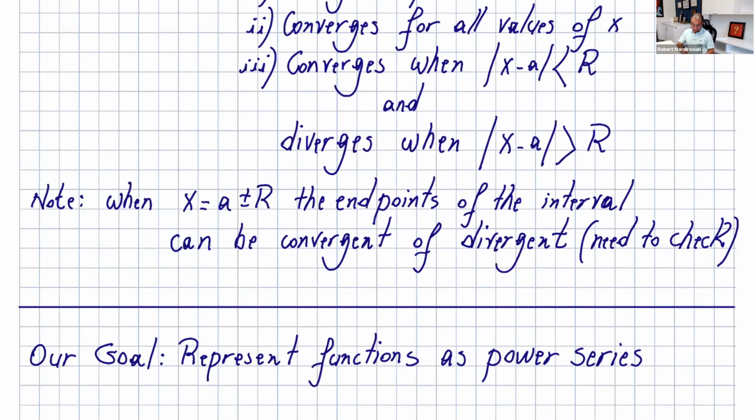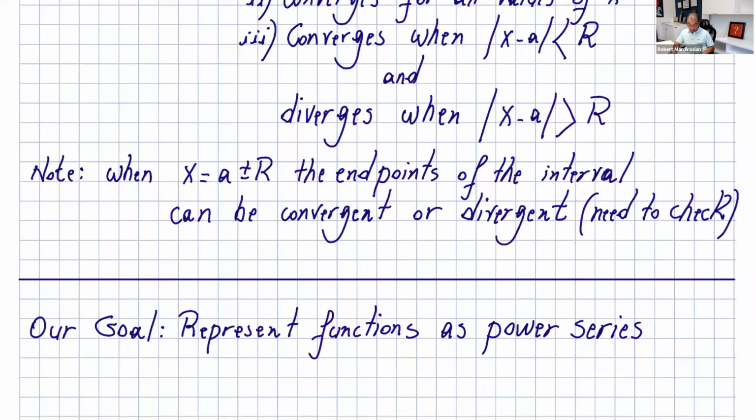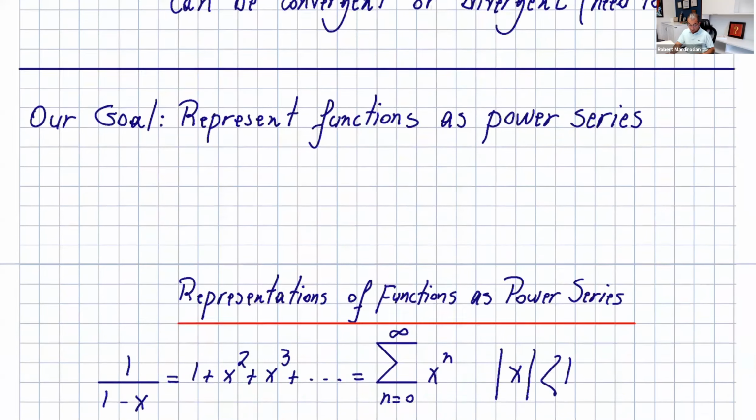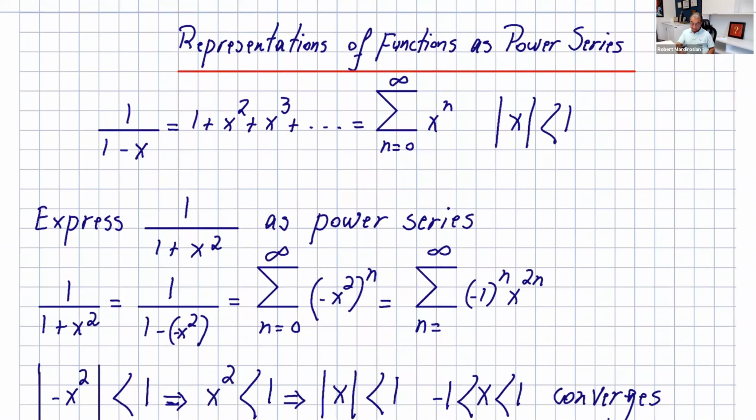And when x equals a plus or minus R, these are the endpoints of the interval. It can be convergent or divergent. So then you need to substitute those values for x and check that. Now, what is our goal? Our goal is to represent functions as power series, because when you do that and you get polynomials, they're very easy to deal with. And also, you're going to see some differential equations are solved by using power series. So let's go over that. Representations of functions as power series.